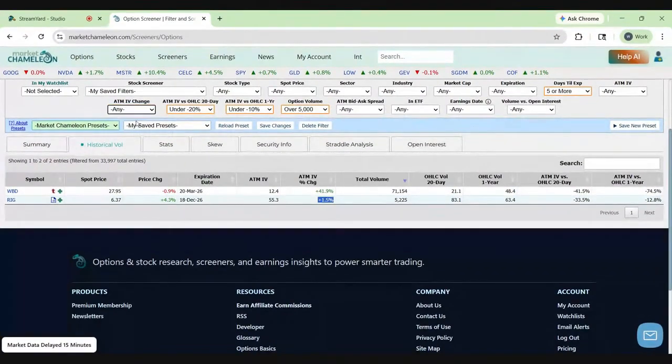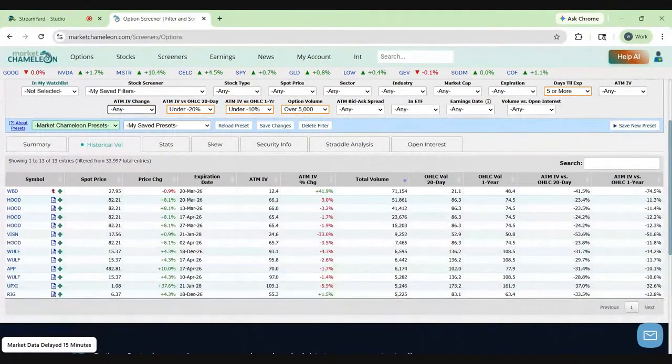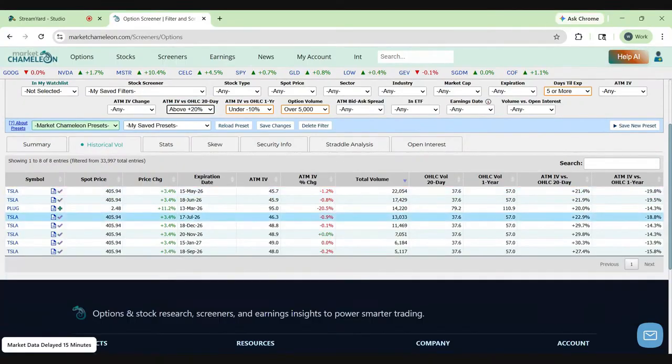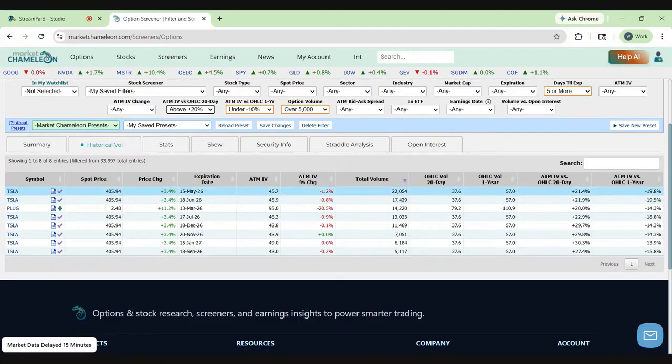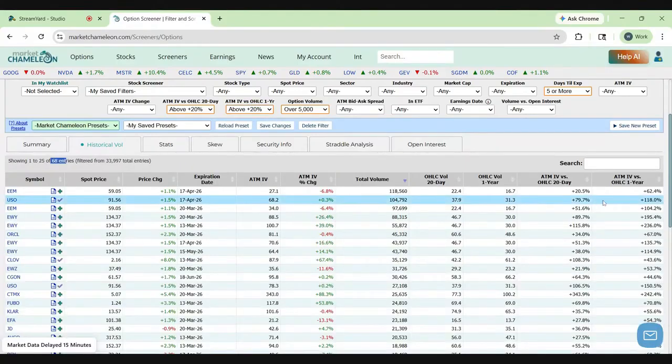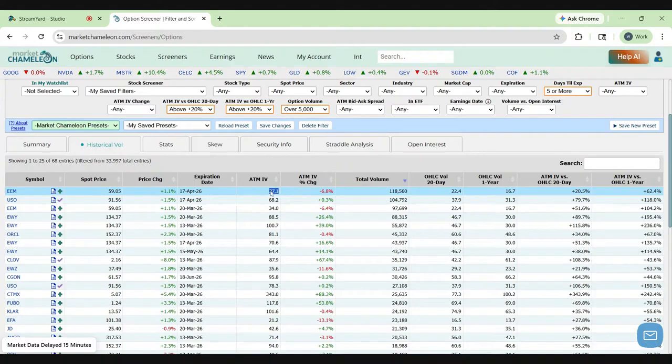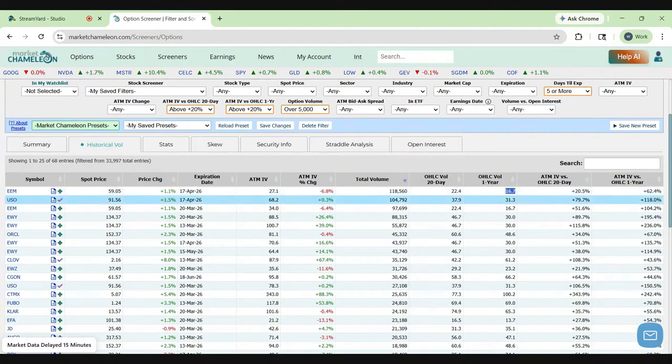Okay, let's uncheck that. We could go the other way, where now we require the implied volatility to be 20% above the historical vol. So you can see here the at the money is above the 20-day vol. We could also require it to be above the 1 year vol. So now we got 68 entries where the implied volatility is trading at a significantly higher, at least 20% higher, above its historical volatility range.